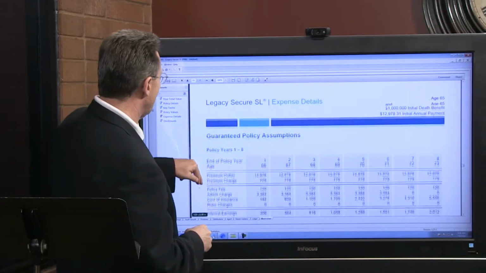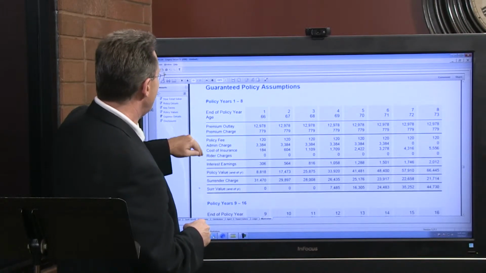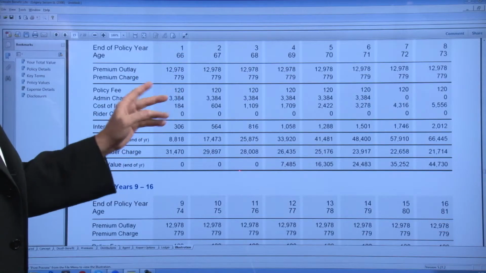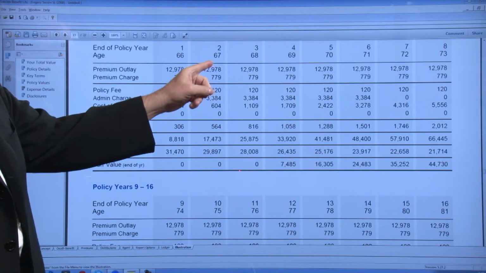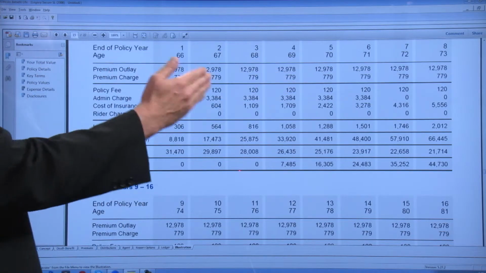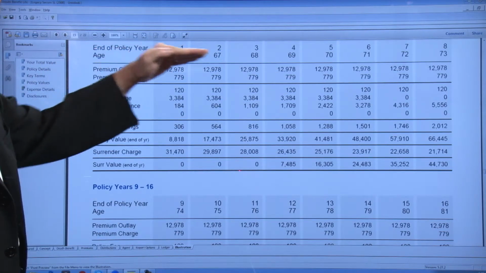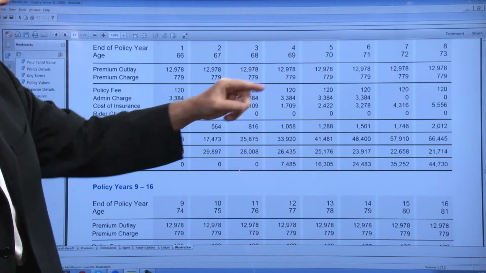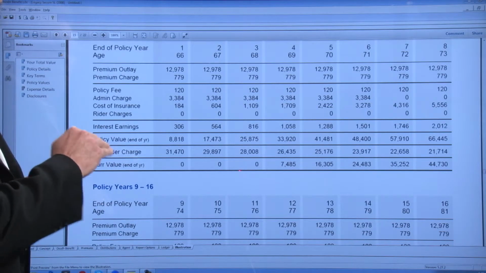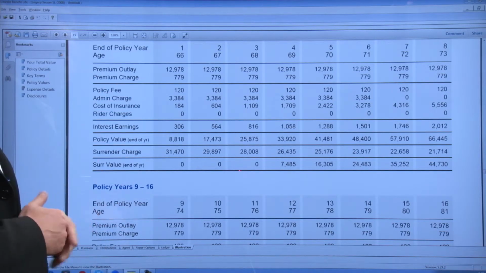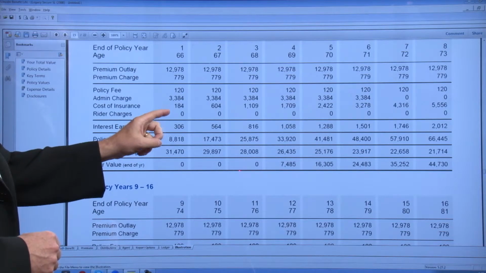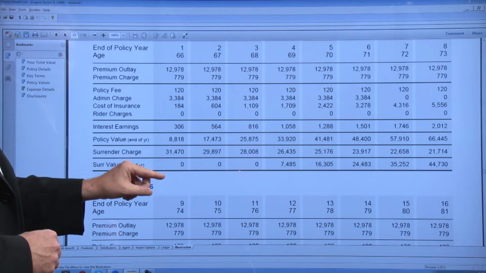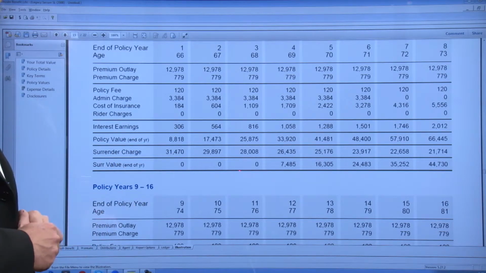Now we get into what I call guaranteed policy assumptions. And here are our real charges. It shows year one, the next year, age 66, age 67, age 68, age 69, and so forth. It shows the premium outlay staying steady and the premium charge, $779. Notice that stays static all the way into the first 8 to 10 years. Now, you'll see the policy fee at $120, the administration charge, the cost of insurance, the rider charge, if there's any, interest earned, policy value, and surrender charges all the way across the board.